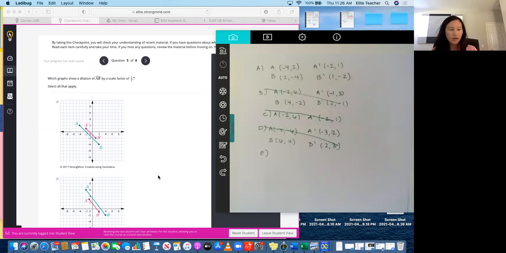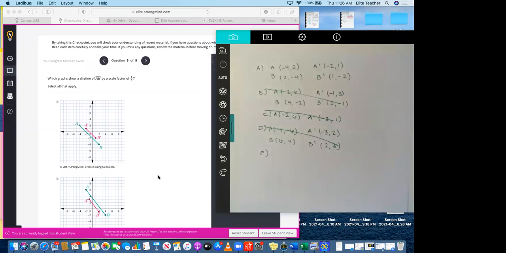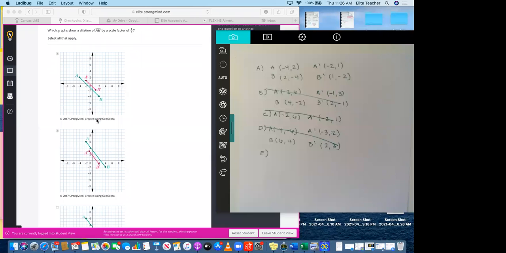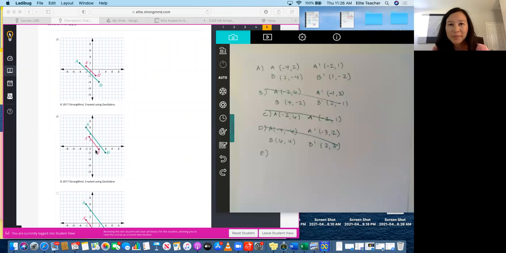Any questions on number 5? Which ones was it? So it's this one. I don't know if your answer choices are shuffled, but it's the one with A prime at -2, 1 and B prime at 1, -2. Oh, okay, yeah, I got it. Okay, and did you get the second one also? Yeah. Okay, perfect.